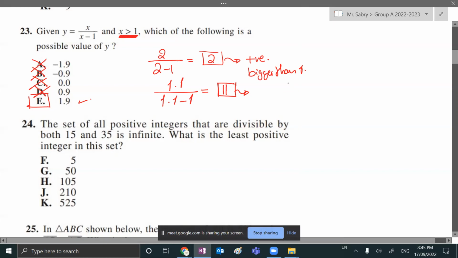Okay, so this is it. That's an easy one too. It requires just a bit of trial and patience. Now in 24, the set of all positive integers that are divisible by both 15 and 35 is infinite. What's the least possible integer in this set?